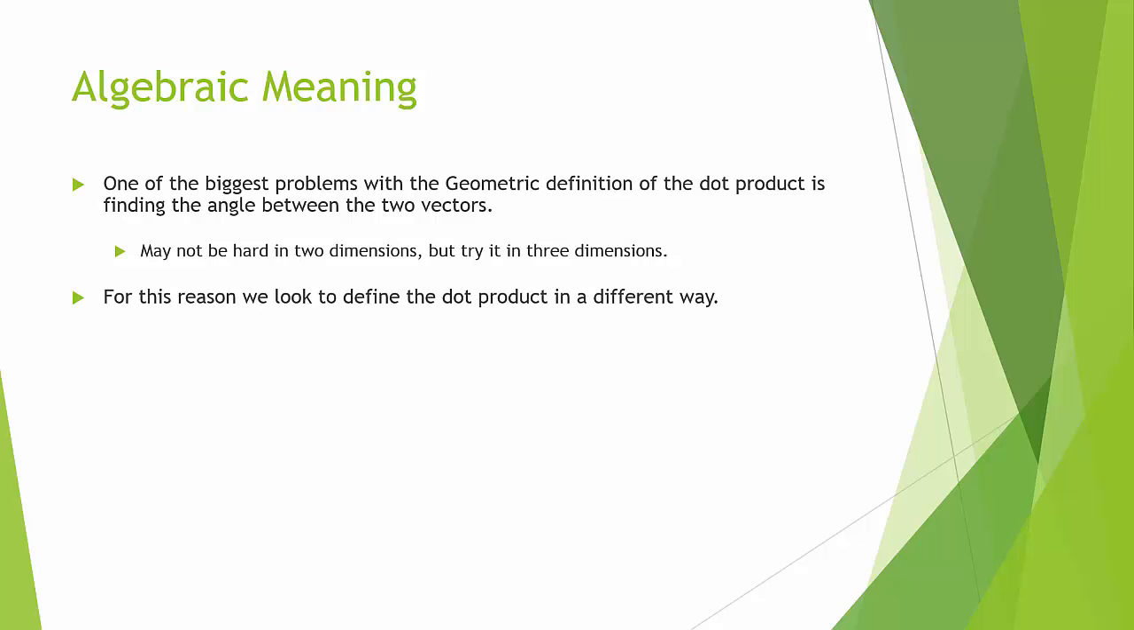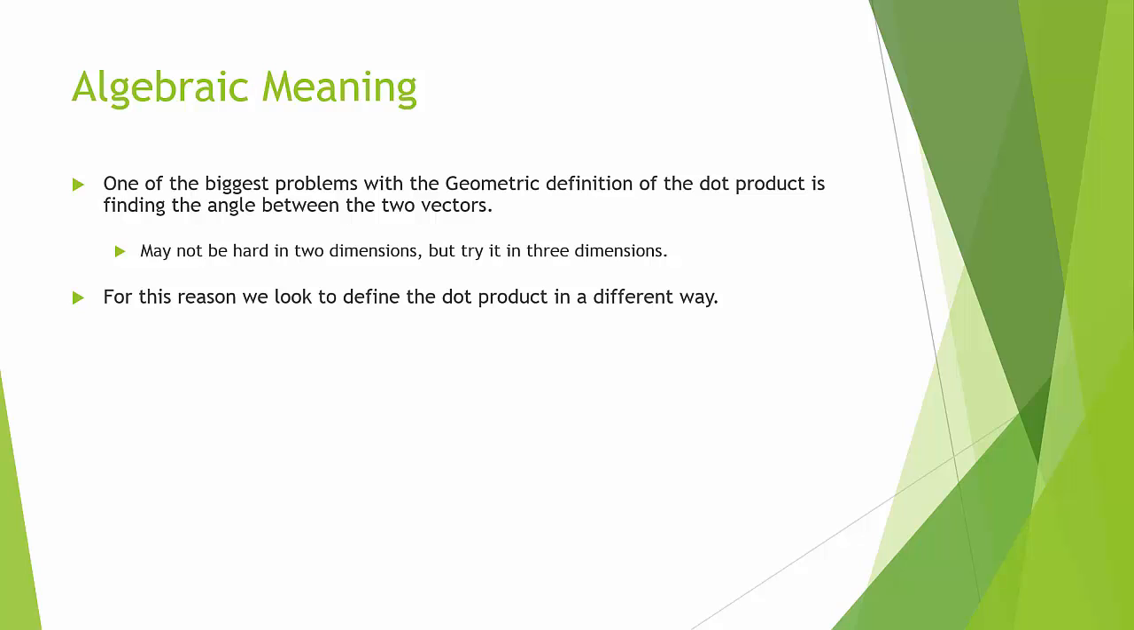Unfortunately, one of the biggest problems with this geometric meaning, even though it's pretty simple, is actually having to know the angle between the two vectors. Now, in 2 dimensions on pen and paper or on a computer, it may not be hard to find the angle between them. You can measure them pretty accurately. But when you get down into 3 space and 3 dimensions, it's a little bit harder. If you really wanted to see it, take your arms, hold them straight out in 2 directions, and try to estimate the angle between them.